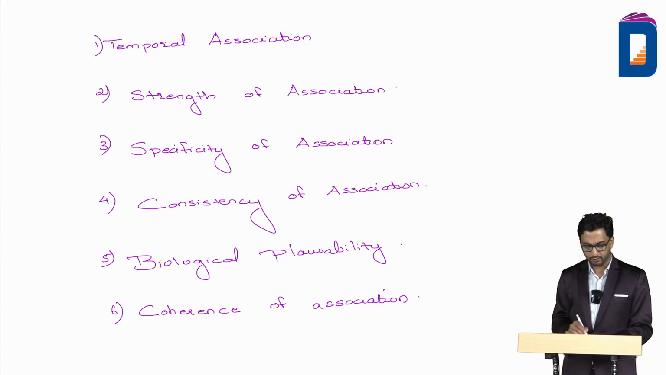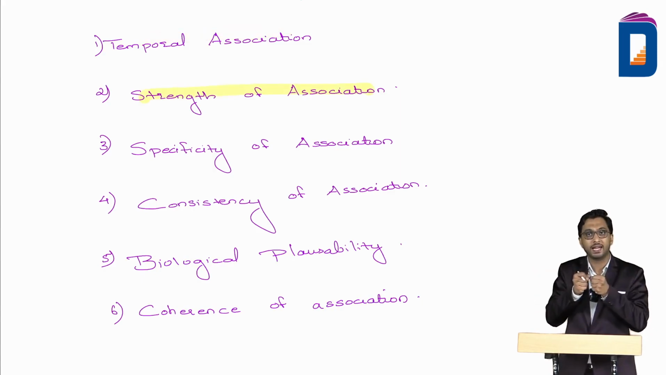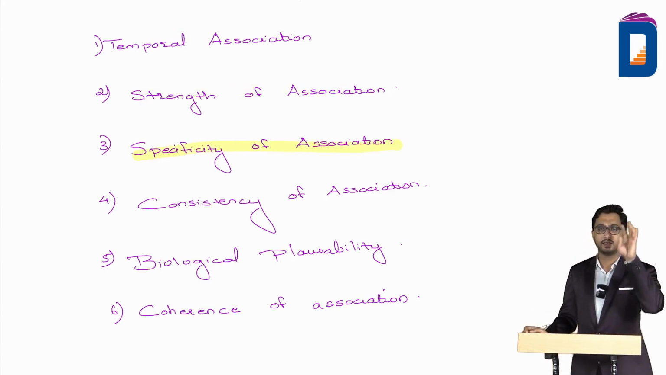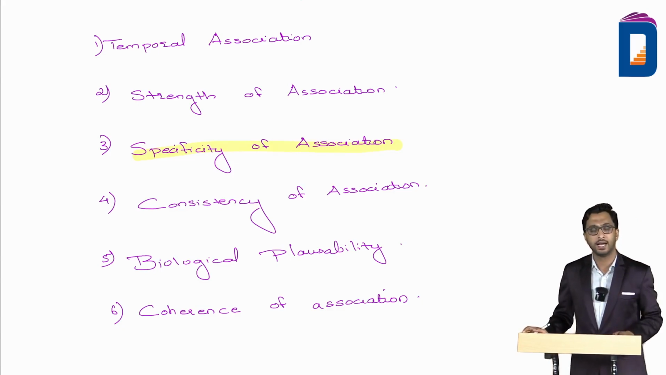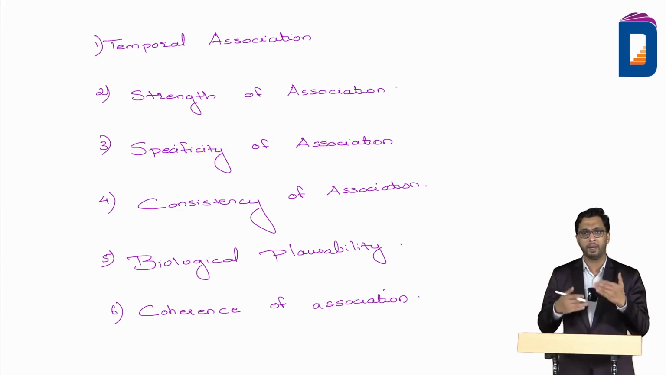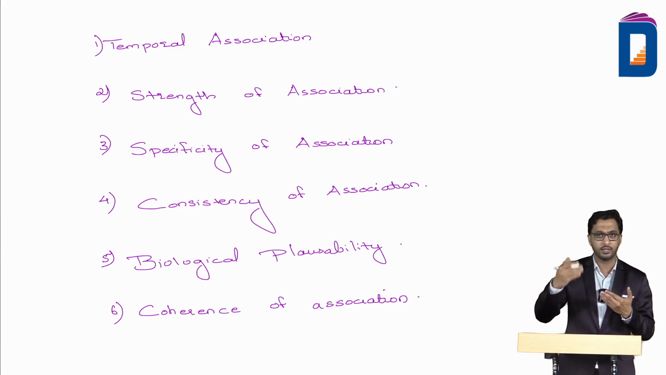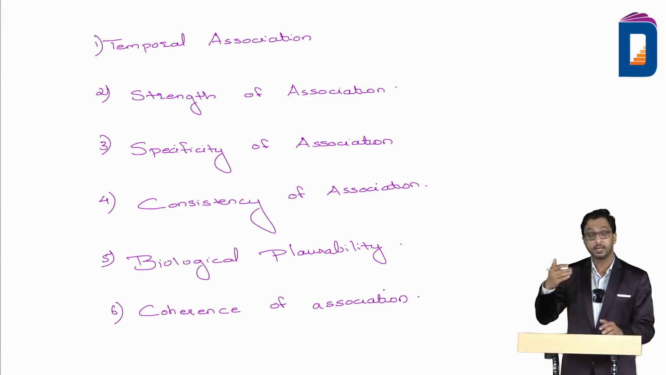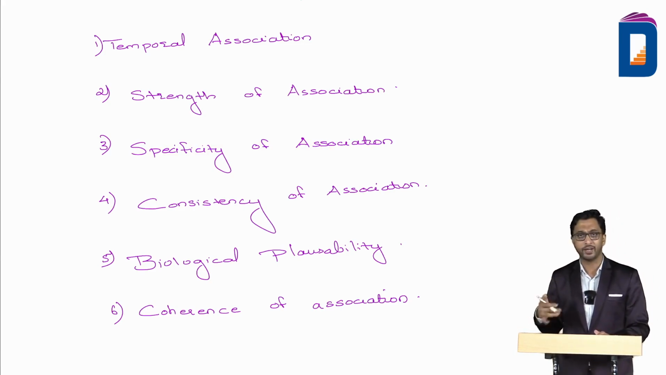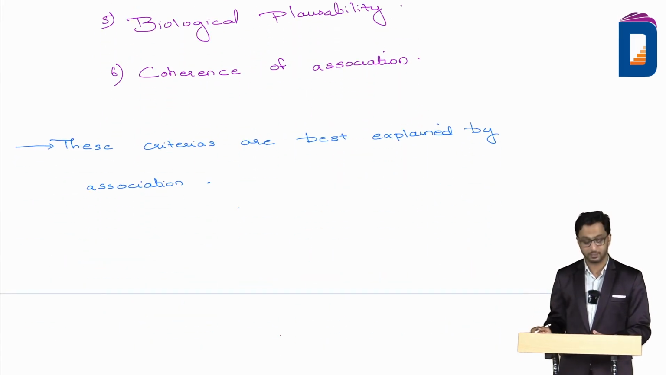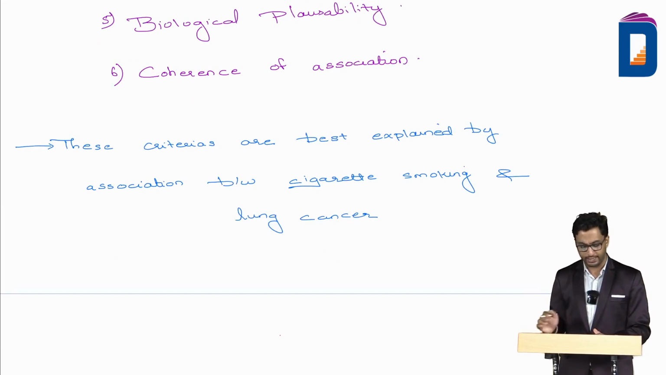So what do the others mean? Strength of association: how strongly they are associated. Specificity: how specifically they are associated. Does cigarette smoking only cause lung cancer, or does it cause any other disease? That is how specific it is. Then consistency of association: you repeat the test again and again. You see that smoking is associated with lung cancer. Again, you see smoking is associated with lung cancer. That is consistency. Then biological plausibility and coherence, I'll tell that separately. That is, all these criteria are best explained by the association between cigarette smoking and lung cancer.